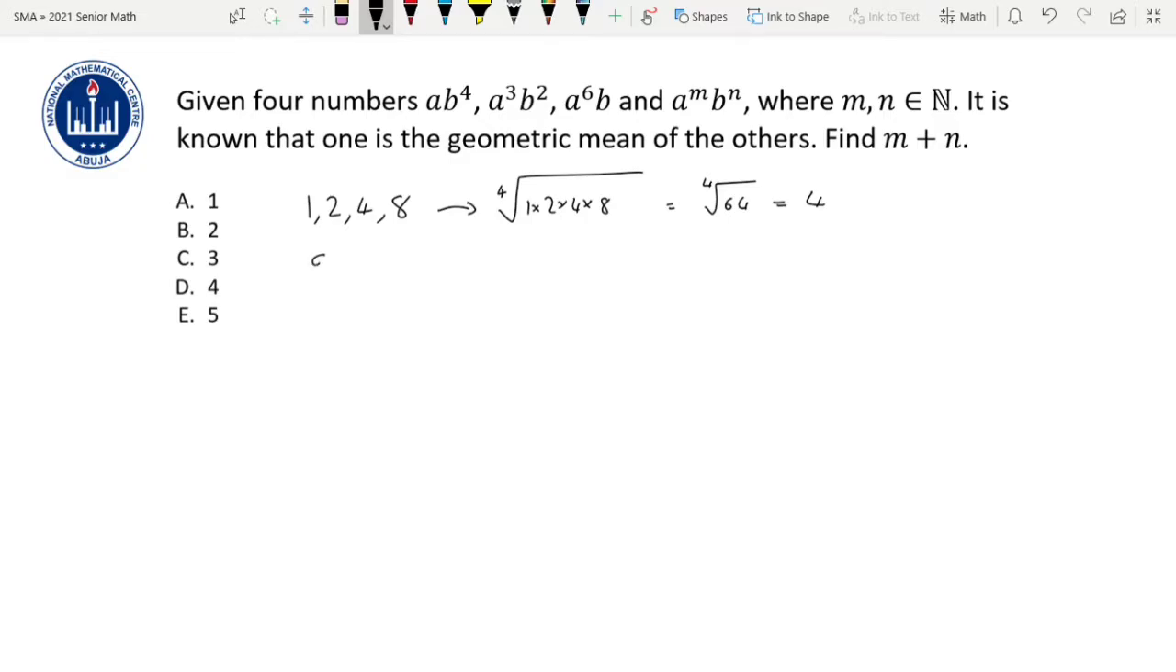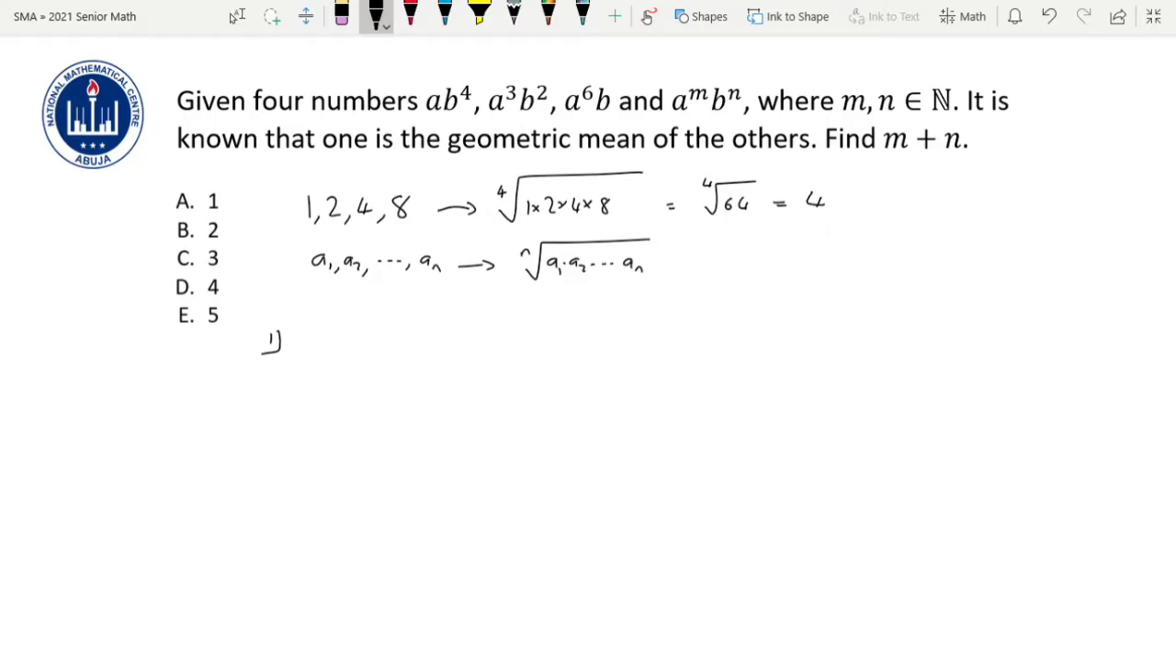So in general though, if you have numbers a1, a2 up to an, the geometric mean of these numbers is going to be the nth root of the product of all the numbers a1 up to an. So that's the meaning of geometric mean. So now we're told to find m plus n. The first thing we're going to notice is that we know that one of these numbers is the geometric mean of the others. That's what we're given in the question.